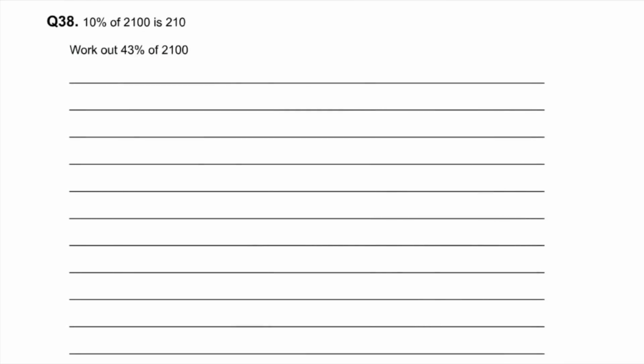Question 38, 10% of 2,100 is 210. Work out 43% of 2,100. Okay, so I want to get 43, so I could use 10%, 10%, 10%, 10%. I could also just multiply it by 4 if you prefer adding up, multiplying by 4. Yeah, not much in it. And then if I got 1% and 1% and 1%, I can add all those up. It's quite a long list, isn't it? That's going to give me 43%.